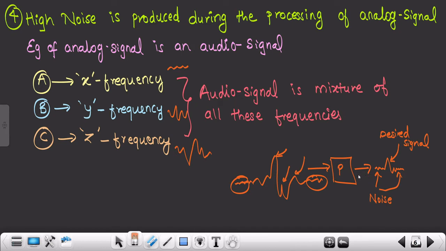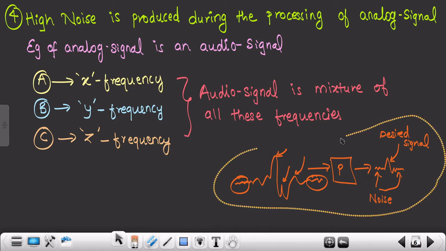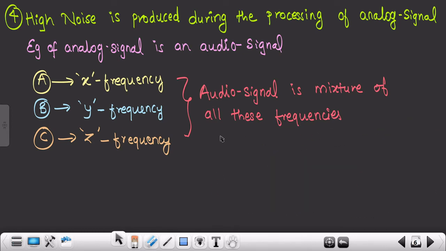It has high noise. I hope you are able to understand this particular example. Let me erase this particular thing. Whenever you refer to my PDF, you would be in a position to understand this concept. What I told you is that these frequencies add up and make a desired signal. But with that desired signal, there might be some noise added.